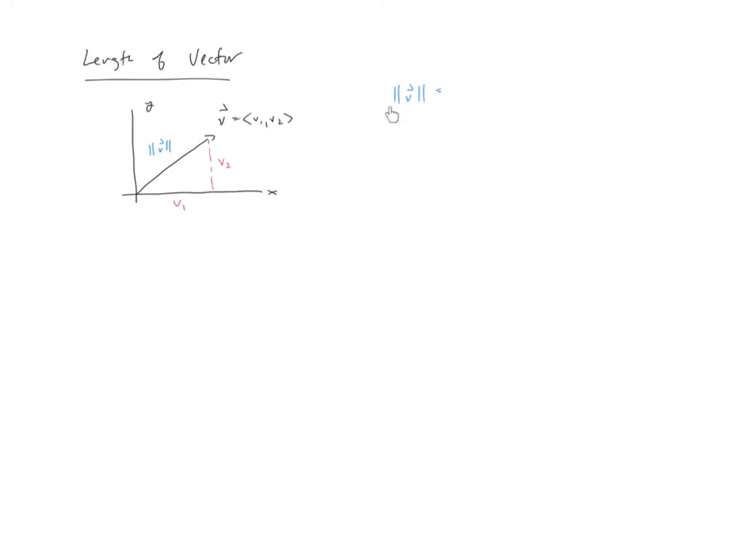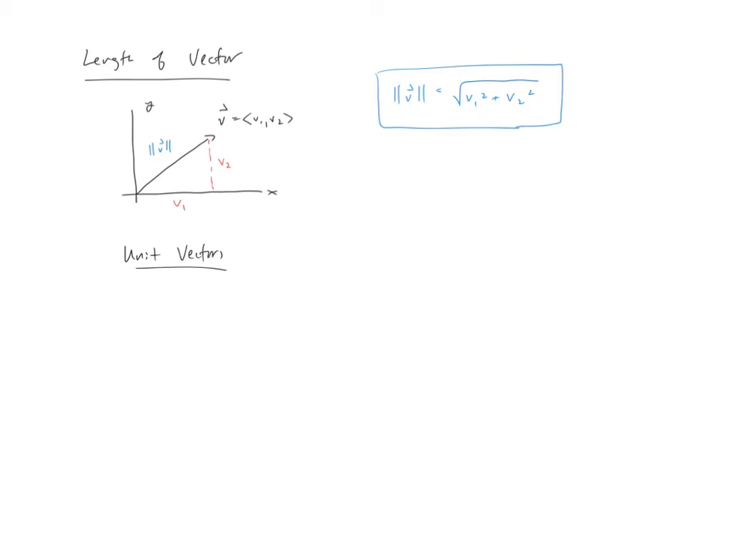So I'm using the double bars to represent the magnitude or the length, and using that Pythagorean theorem, we're going to have v1 squared plus v2 squared. Magnitude or a length is always going to be positive. That's why I'm not including the plus or minus on there. So that's going to be the length of a vector. All right, so now let's talk about unit vectors.